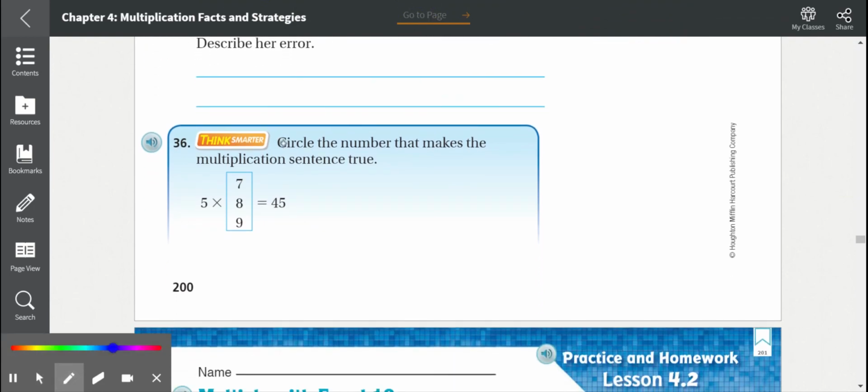Okay. Circle the number that makes the multiplication sentence true. 5 times what number equals 45? So what we should do here is start counting by 5s and putting your fingers up, and then stop when you get to 45 and see how many fingers that is. 5, 10, 15, 20, 25, 30, 35, 40, 45. 9 is the correct answer.